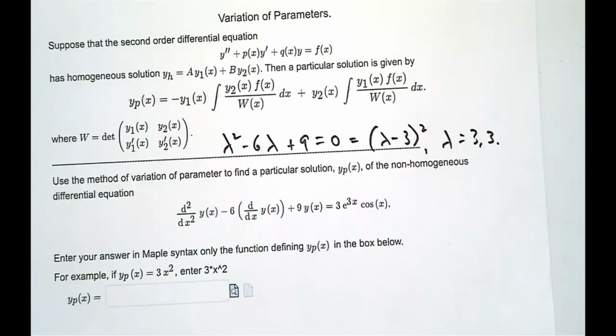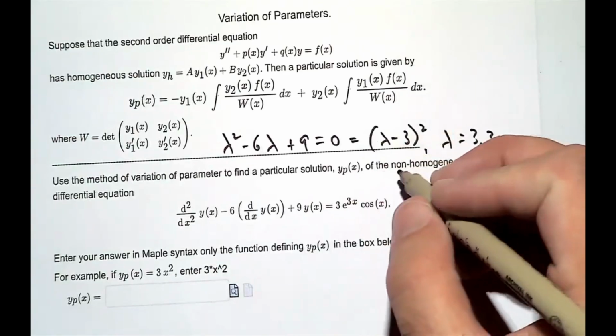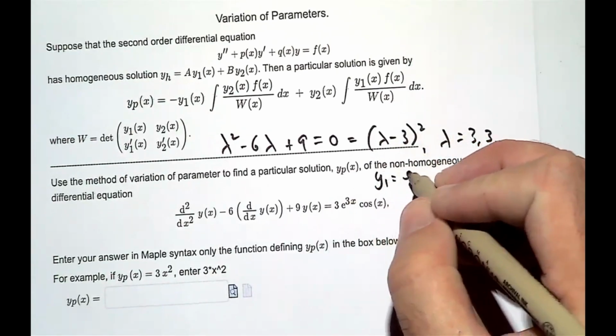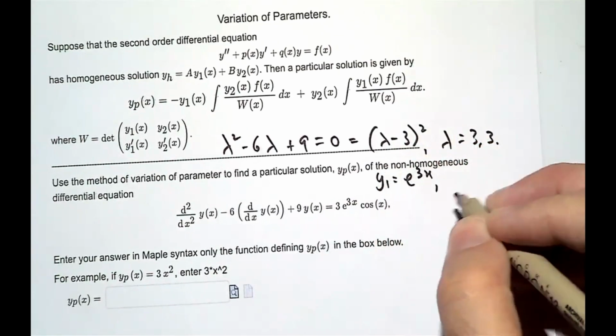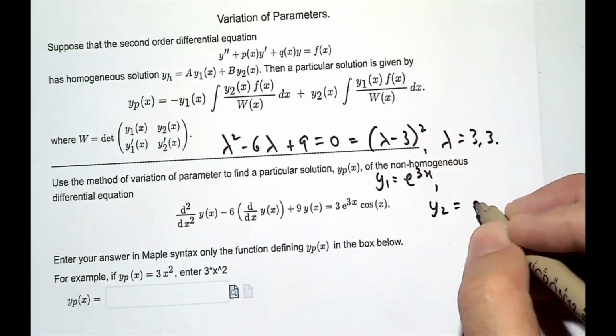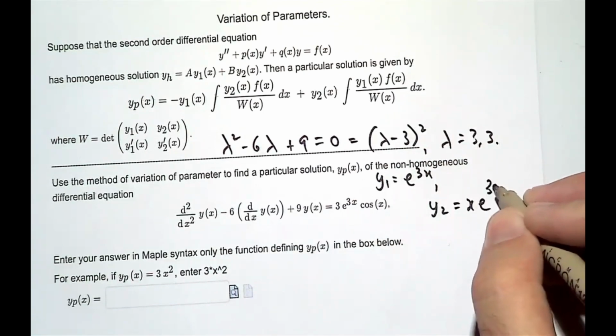Would one be e to the 3x and x e to the 3x? Yeah. So that's what you were going to say too, right? Yeah, good. So let's try y1 equals e to the 3x and y2 equals x e to the 3x.